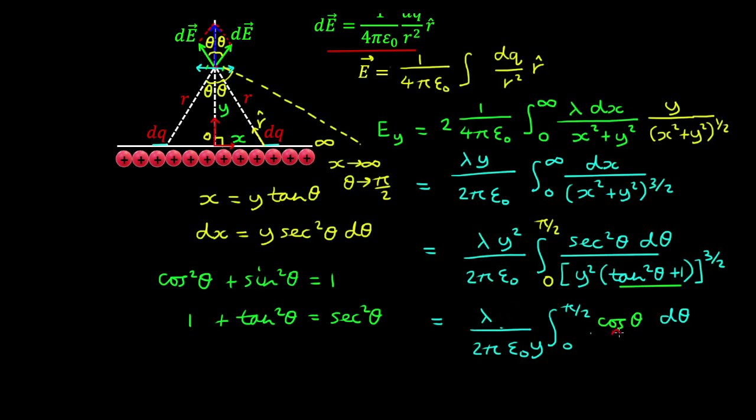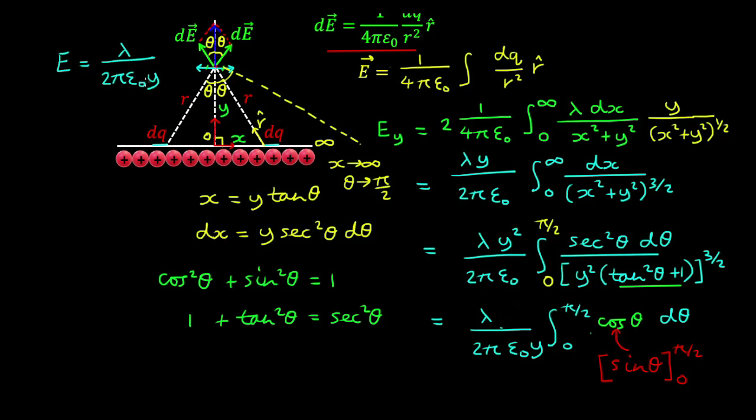So if we integrate this, this becomes sine theta, evaluated from 0 to pi on 2. So the integral evaluates to 1. And therefore, our electric field has a magnitude of lambda on 2 pi by the permittivity of free space by y.